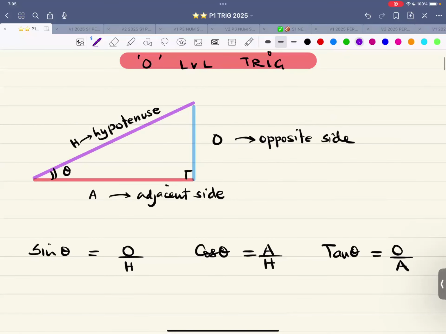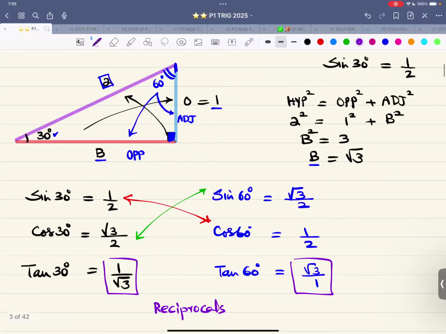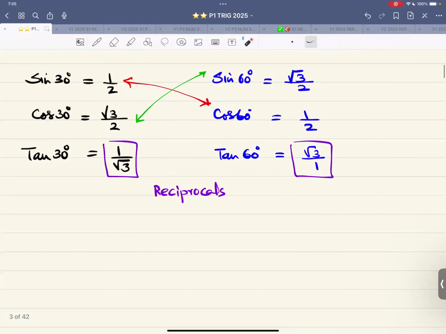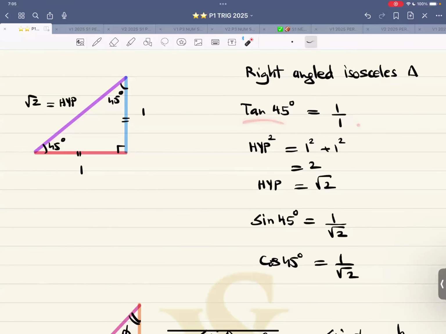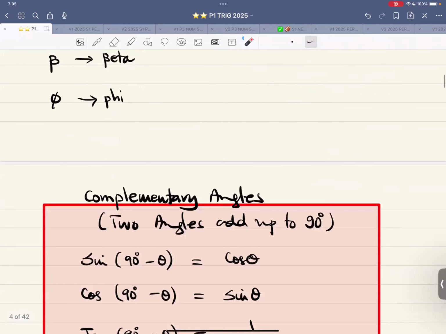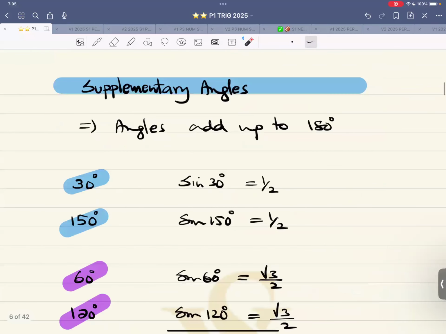We talked about right angle trigonometry. We talked about exact trig ratios. Just remember these values because I'll be using them. Take a screenshot if you have to. Sine of 30 is half. That's the same thing as cos of 60. Cos of 30 is root 3 over 2. That is sine of 60. Tangent of 30 is 1 over root 3. Tangent of 60 is root 3 over 1. And when we talk about 45 degrees, tangent of 45 is 1. Sine of 45 and cos of 45 are the same, 1 over root 2. And there were some rules over here, some rationalization that we did.